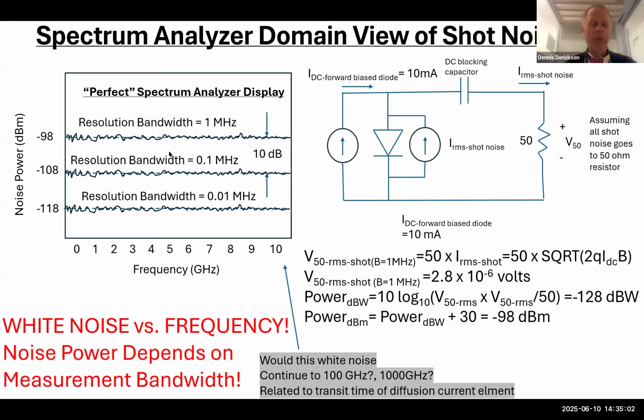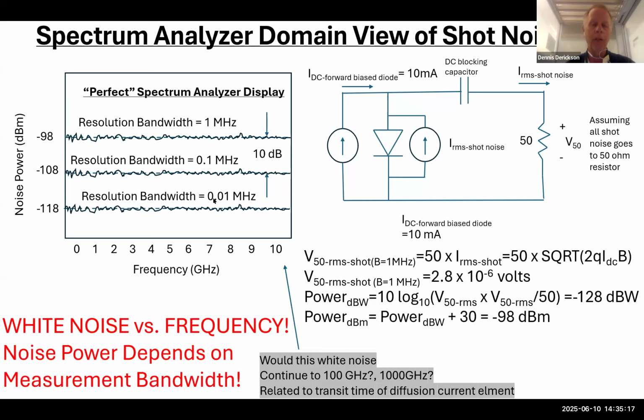If I change the resolution bandwidth down to 0.1 megahertz, then the noise into the power meter after the filter drops by a factor of 10. And so we'll get a 10 dB reduction in noise level.